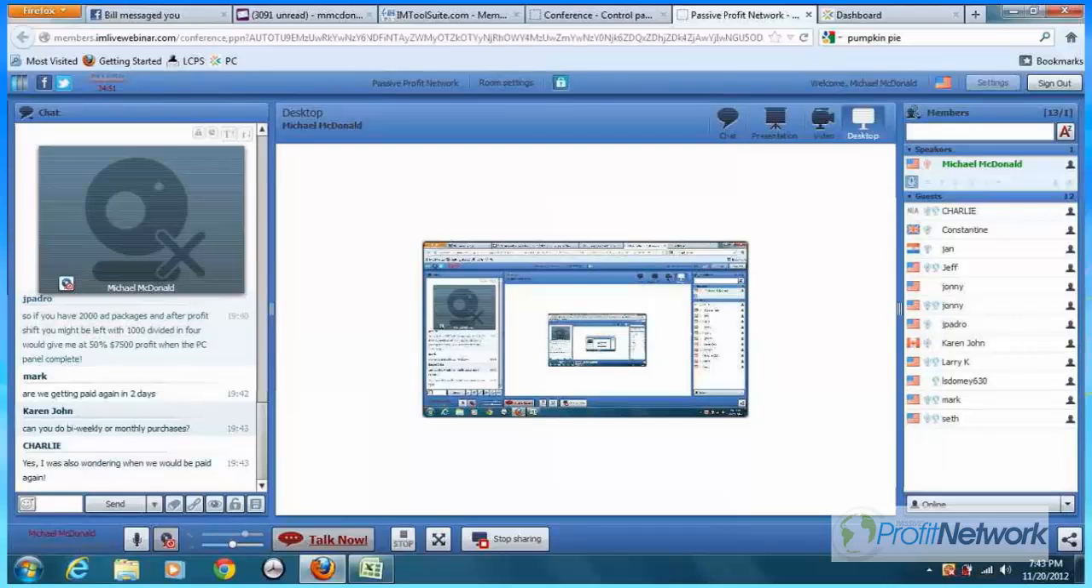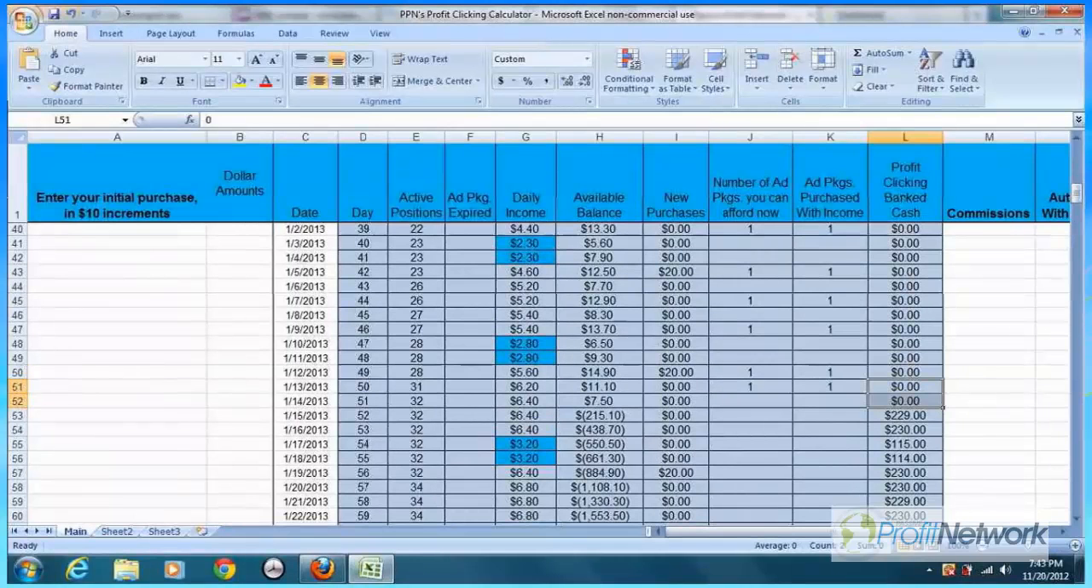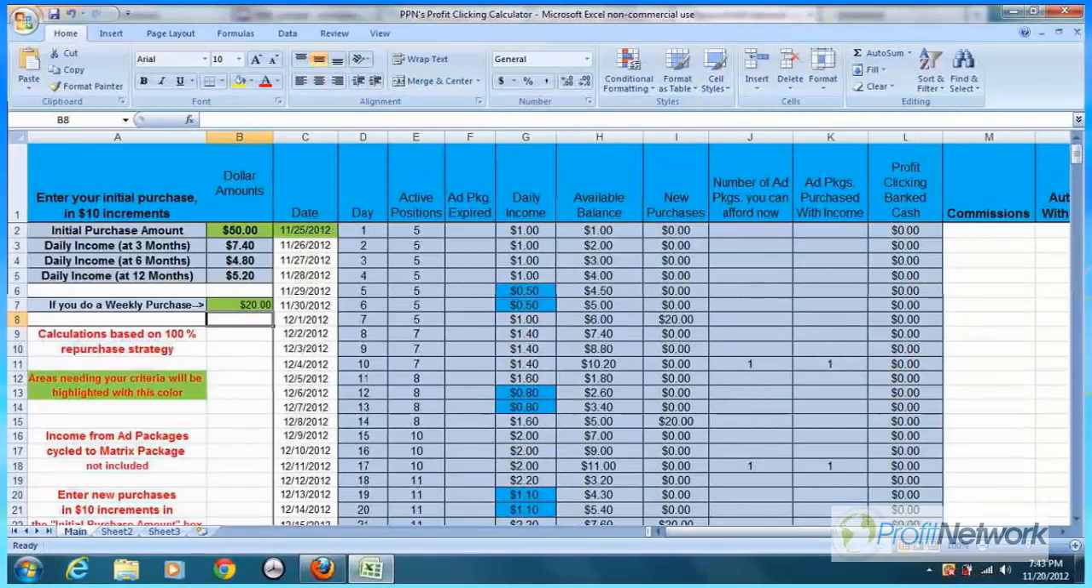Can you do bi-weekly or monthly purchases? Yeah, that's kind of what I talked about right there. I guess I answered that one before you asked it. But if you wanted to do a weekly, I don't have it set up for a monthly, but I could work on that and put in a monthly for you. And if you wanted to do the weekly and then a bi-weekly, yeah, I can set that up too.